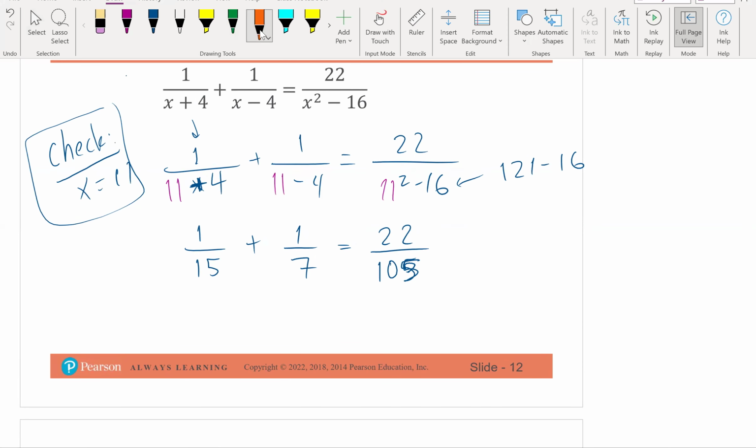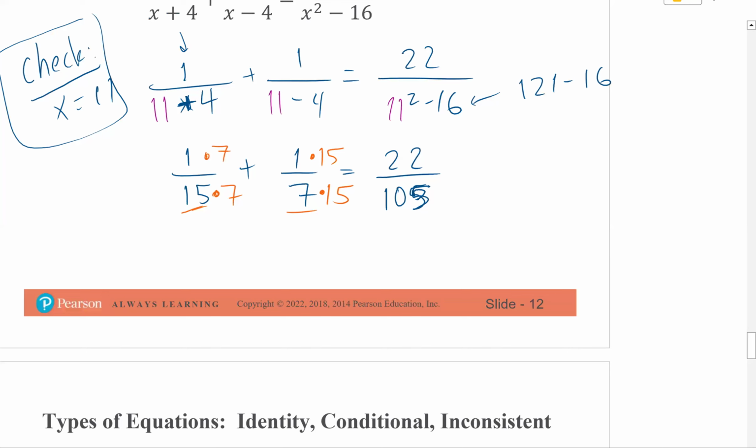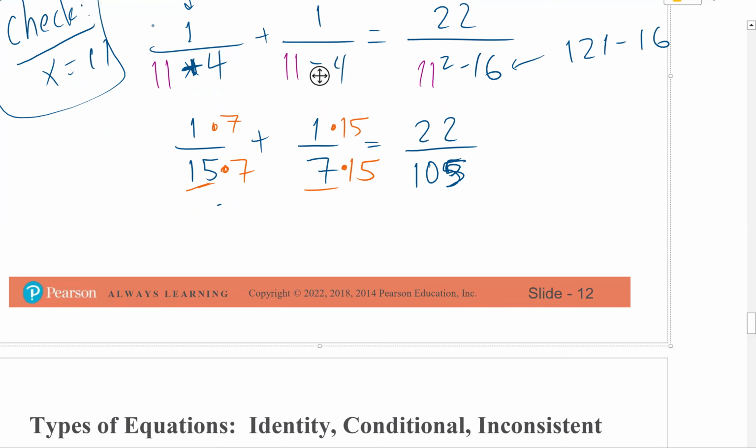I need to find a common denominator between 15 and 7. This needs to be multiplied by 7, and this needs to be multiplied by 15. Sometimes, like 15 and 7 have nothing in common. If there are no primes in common or no variables in common, it's basically multiply them by each other, top and bottom. So this becomes 7 over, what even is that? 105? Interesting, that happens to be the same denominator over here. And then plus 1 times 15 is 15 over 7 times 15. We just did that, 105.